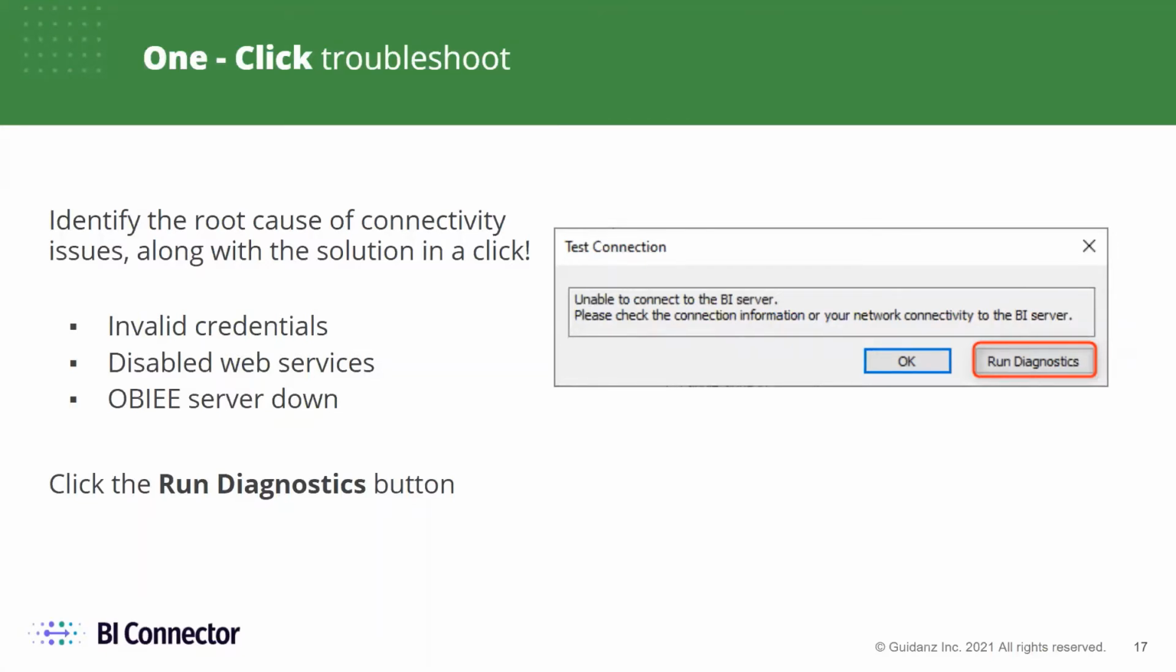So this way you can eliminate a lot of showstoppers like invalid credentials. Most of them are things like invalid credentials, disabled web services, or the OBIE server being down. In very rare cases, you might require some technical help. Otherwise, it's all just basic things. You can handle it yourself easily. You can be a step ahead in troubleshooting the connectivity issues with the Run Diagnostics button.